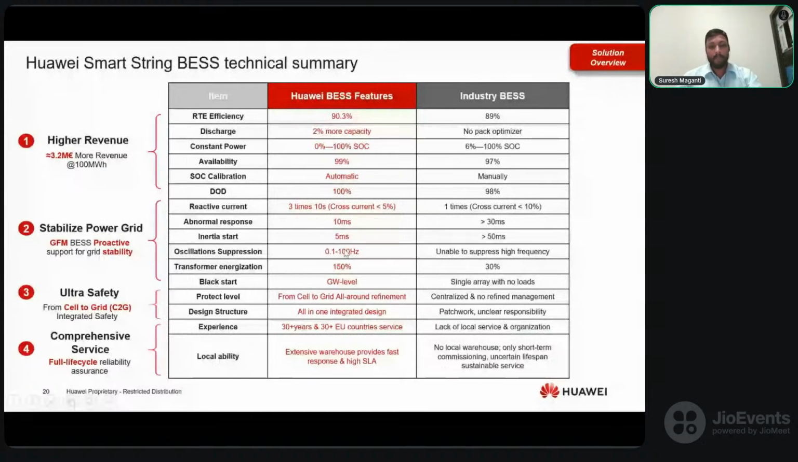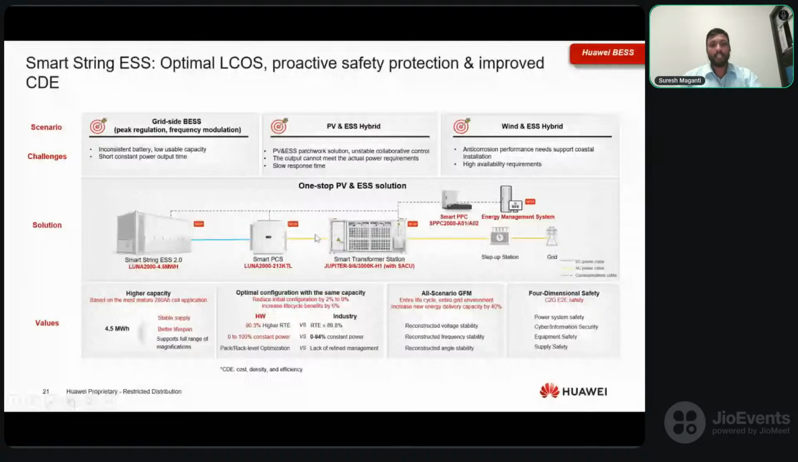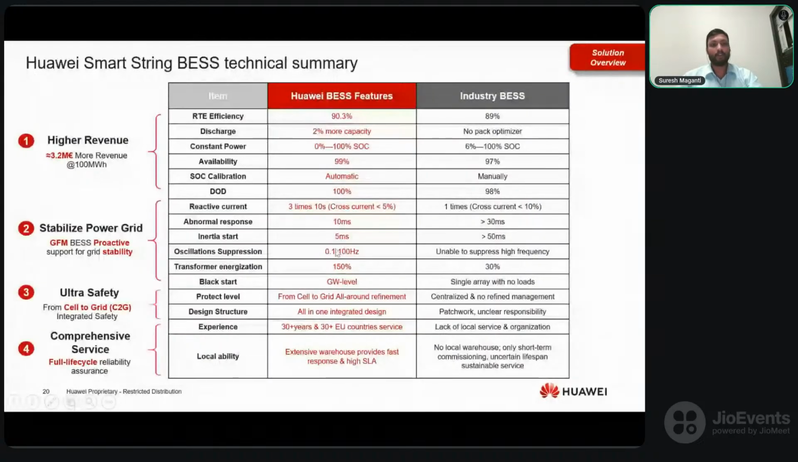So it has the capability of suppressing the power oscillations from 0.1 to 100 Hz. There are some other industry battery energy storage systems that lack these facilities.